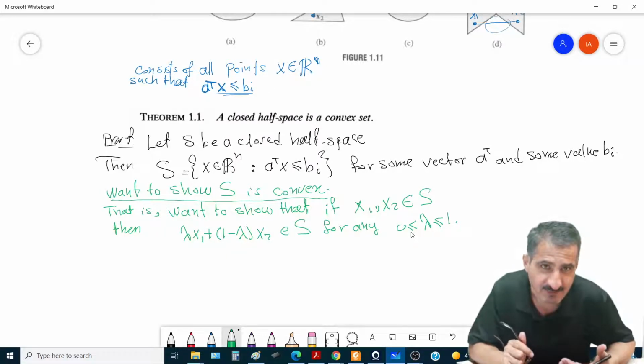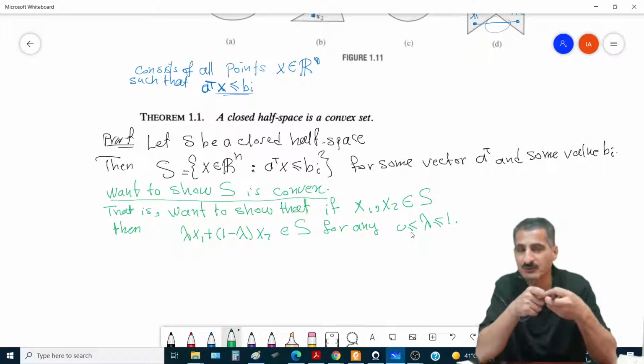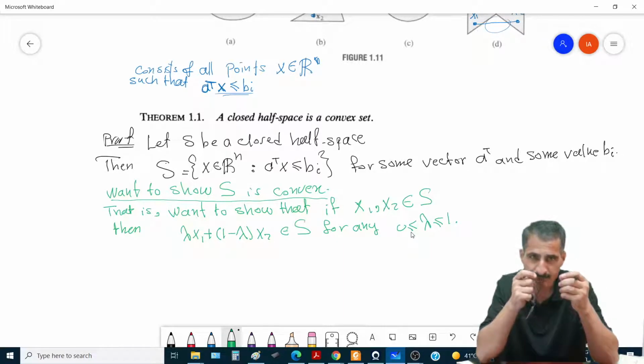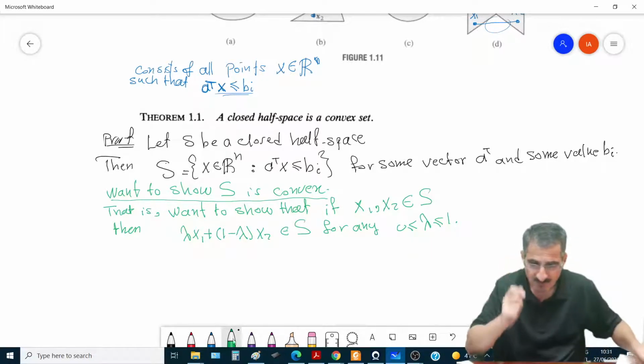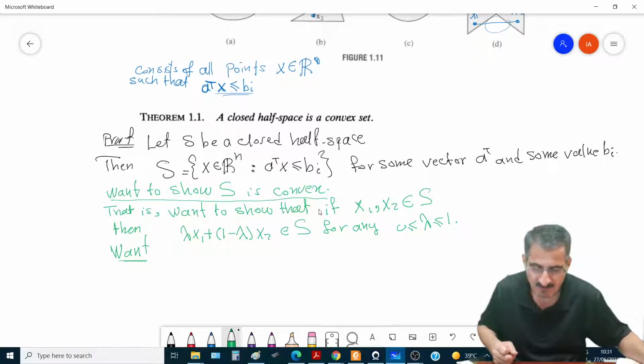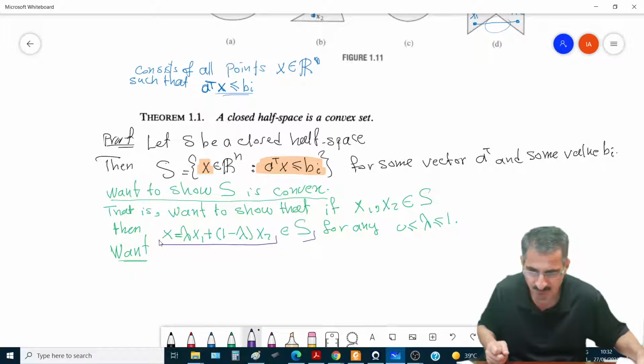Good. So this is the line segment. We chose two points from S, and then we want to show that the line segment joining x1 and x2, the two points, is also in S. So lambda x1 plus 1 minus lambda times x2 must also be in S. Okay? But remember how an element can be in S. This x belongs to S if it satisfies that. Correct? So now let us give this a name, x. We want to show this belongs to S.